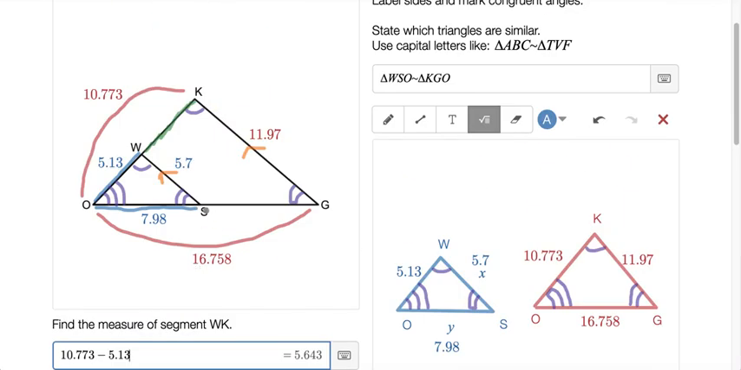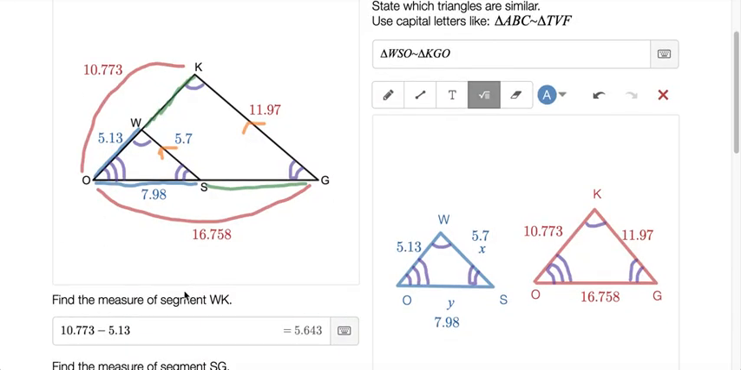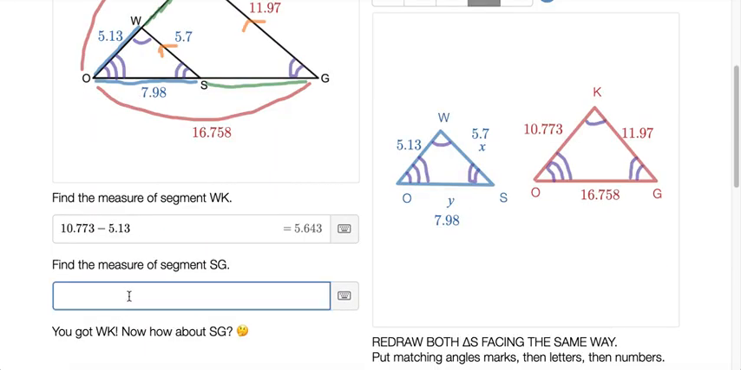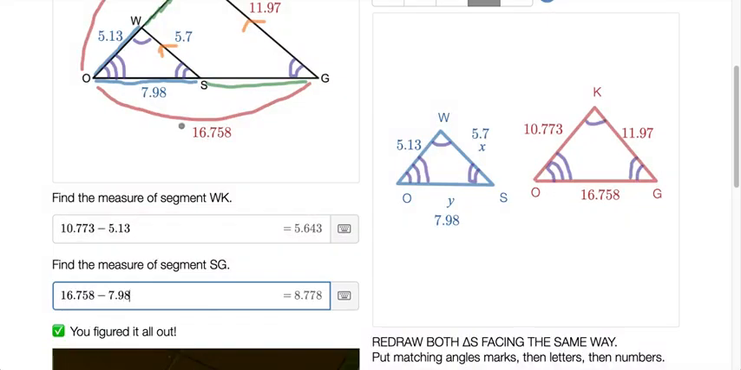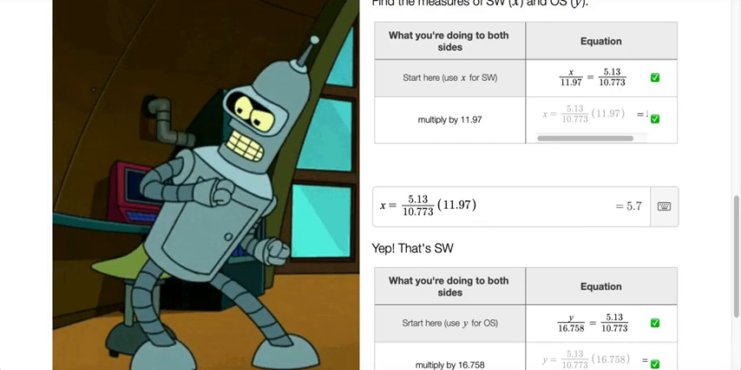We got WK. Now how about SG? It's the same kind of thing. From S to G, that's a piece of the big triangle. It's not the whole side. The whole bottom side is 16.758. To get the green part from S to G, we'd have to take the whole thing and remove, or subtract, the blue, 7.98. That's it. We figured it all out. Bender's doing a happy dance for us.